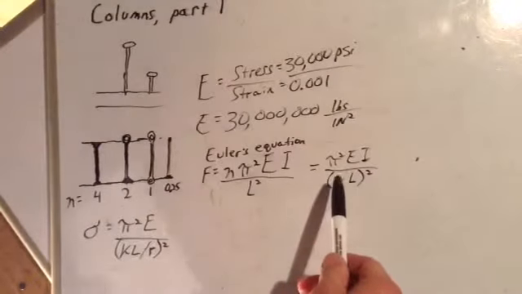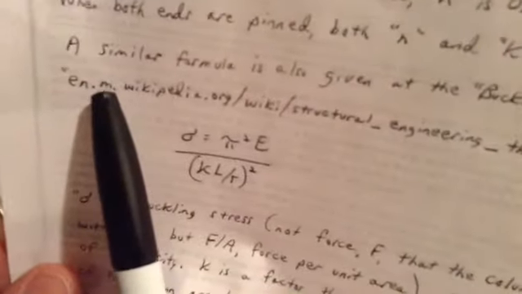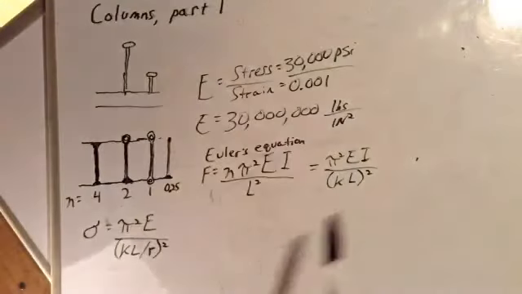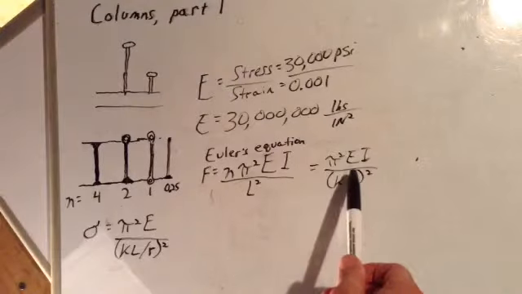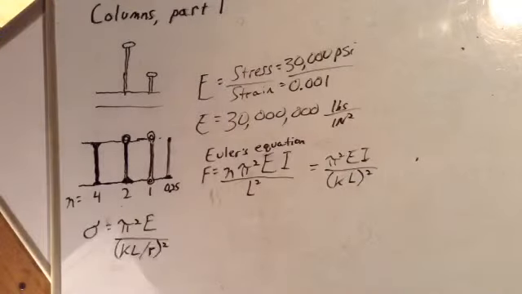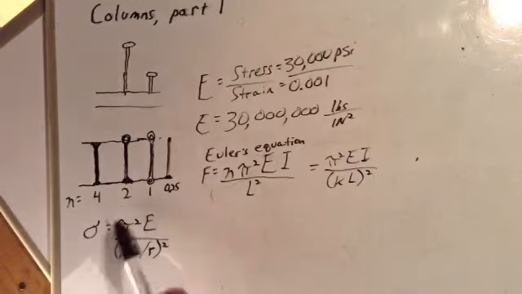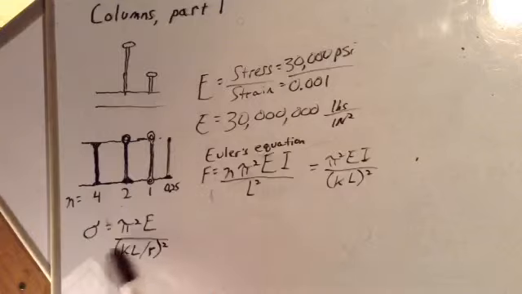This formula can be found at the Wikipedia website. It is en.wiki/structural_engineering_theory, and that would be in the buckling section on that website. And you'll also find this equation in the same buckling section. This equation saying about the same thing this is saying. This is force, but this is stress.